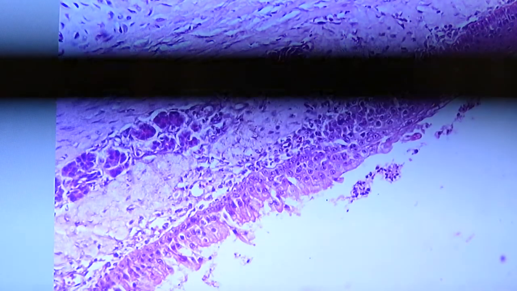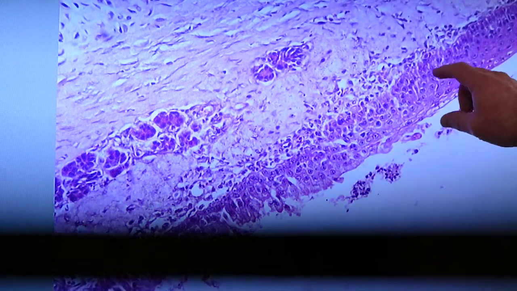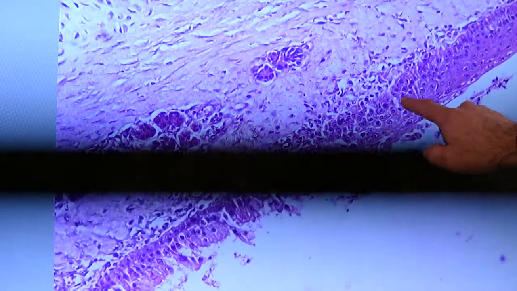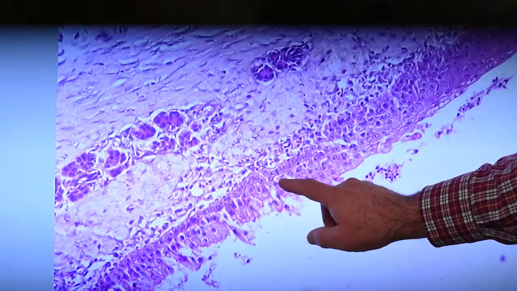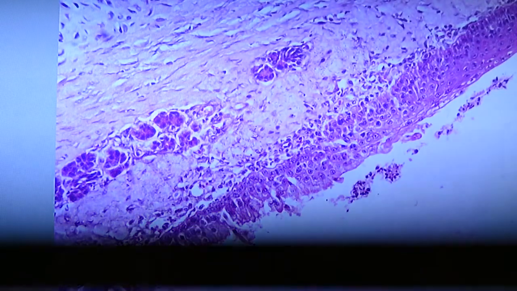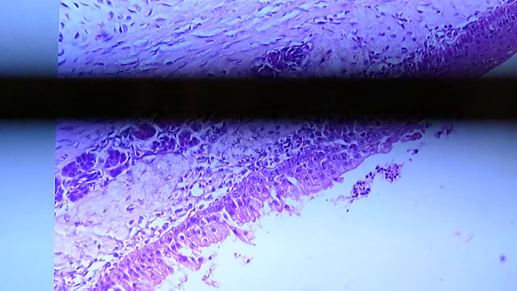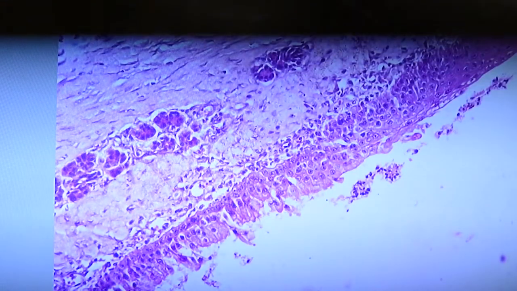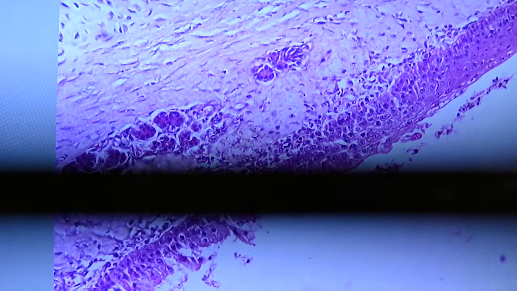This example shows where we have the transition between the stratified squamous epithelium here, and it changes over in this span right through here from being a stratified squamous to being a pseudostratified columnar epithelium. These are Bowman's glands here. All these are Bowman's glands.